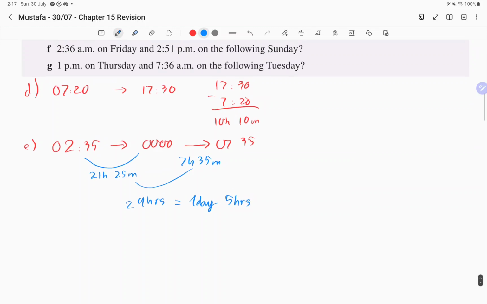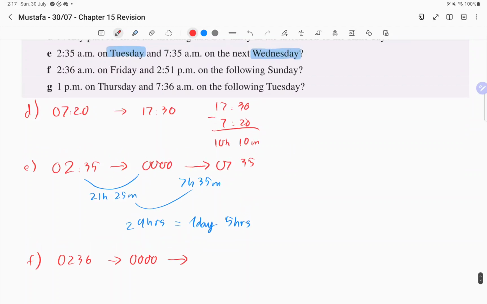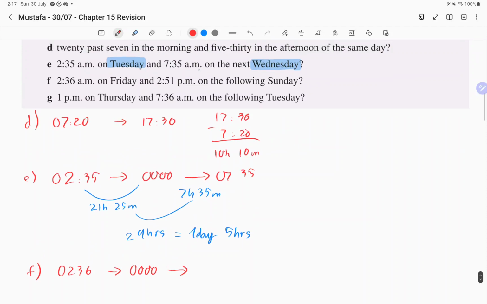Next is, I'll go through all of these because they get harder and harder. Question F, 2:36 a.m. on Tuesday and 2:51 p.m. on Saturday of next Wednesday. So once again, 2:36 a.m. is 02:36, right? And then we need to go to Saturday morning, and then you go to 2:51 p.m. Next Wednesday should be the day after, right?